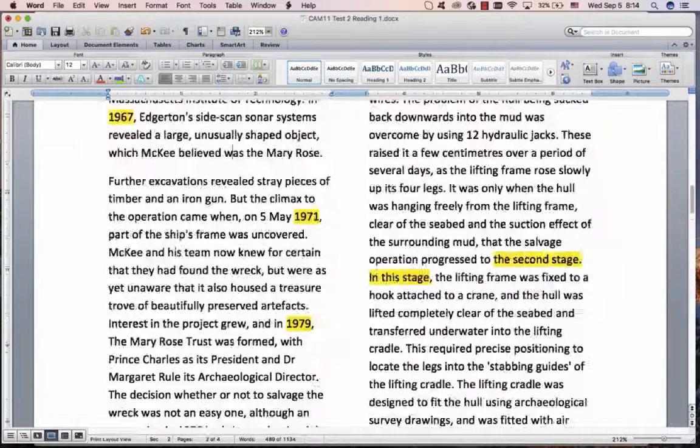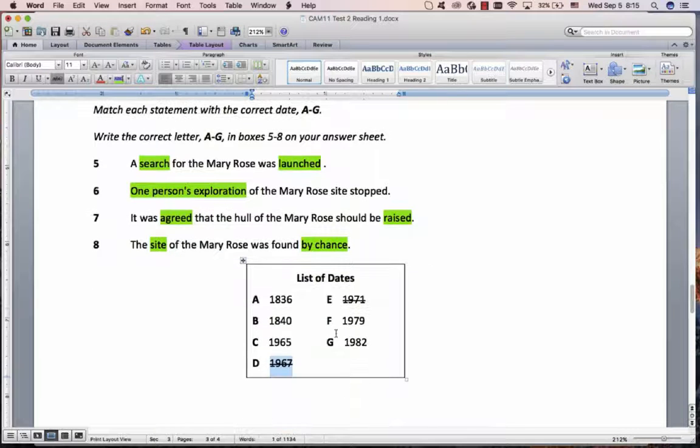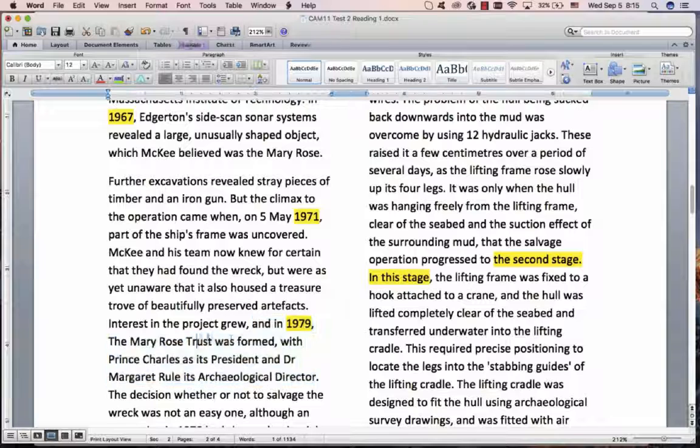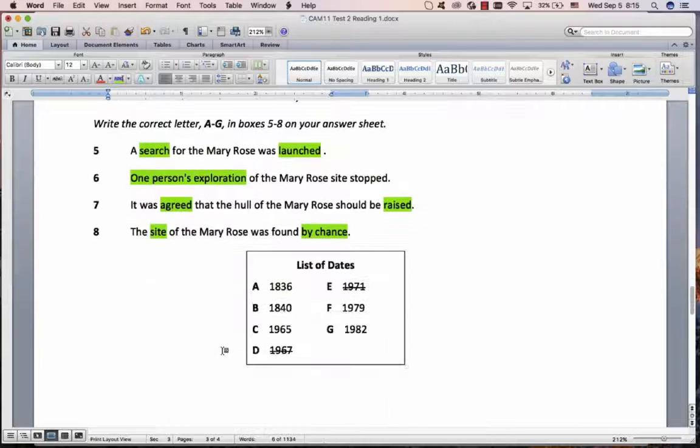71. The ship's frame was uncovered. Now they knew that they had found it. So again, nothing here where they say the ship's frame was uncovered, so no. I'm actually going to delete that one and that one because I'm quite sure that there's nothing there about those two. 79, okay, nothing. In 79 they formed this trust, and I don't see anything there about forming a trust, so I feel quite good that it's not 79.